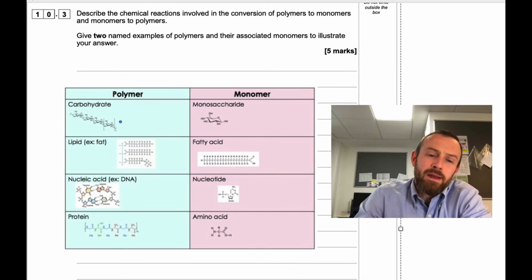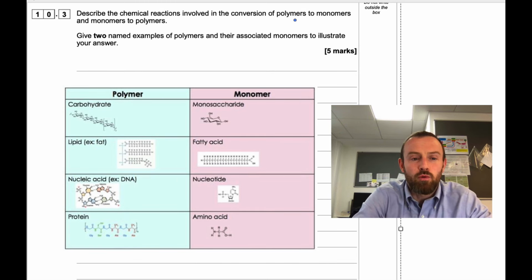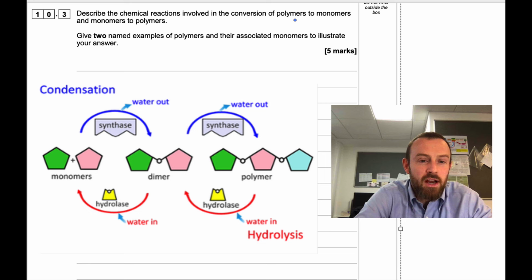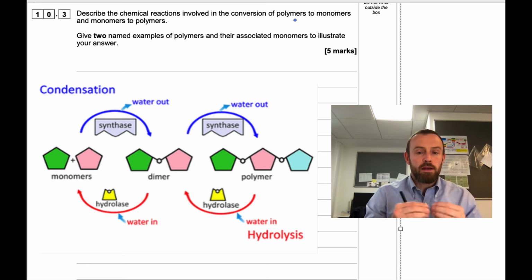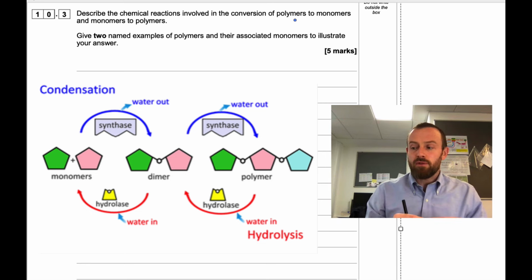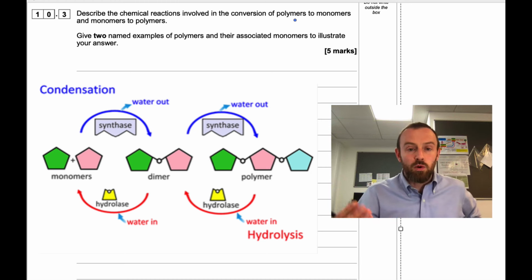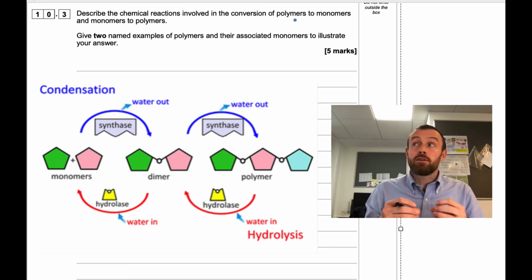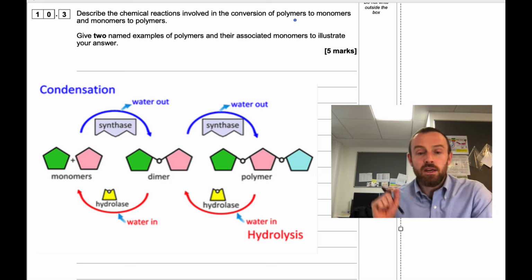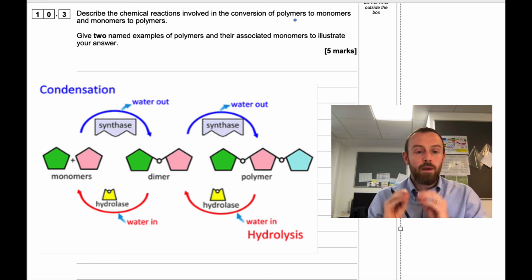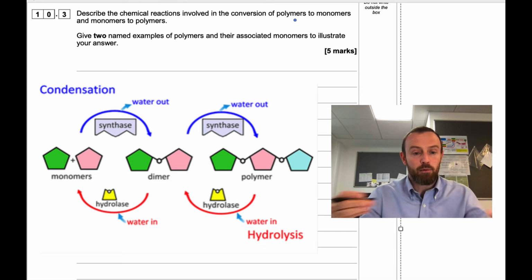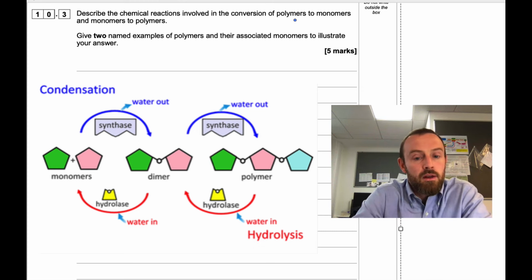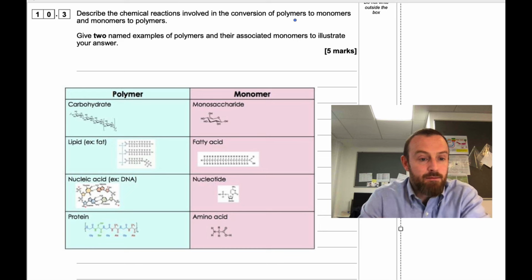Okay, so first of all, before we get into specifics, I would talk about general condensation reactions and hydrolysis reactions. So I'd say reactions that join monomers together are condensation reactions, and they produce a molecule of water when a new covalent bond is formed. And I would say reactions that split a polymer up into its monomers are hydrolysis reactions. They require a molecule of water to go in and break the covalent bond to separate the polymer into its monomers. Then we could talk about specifics, named examples.